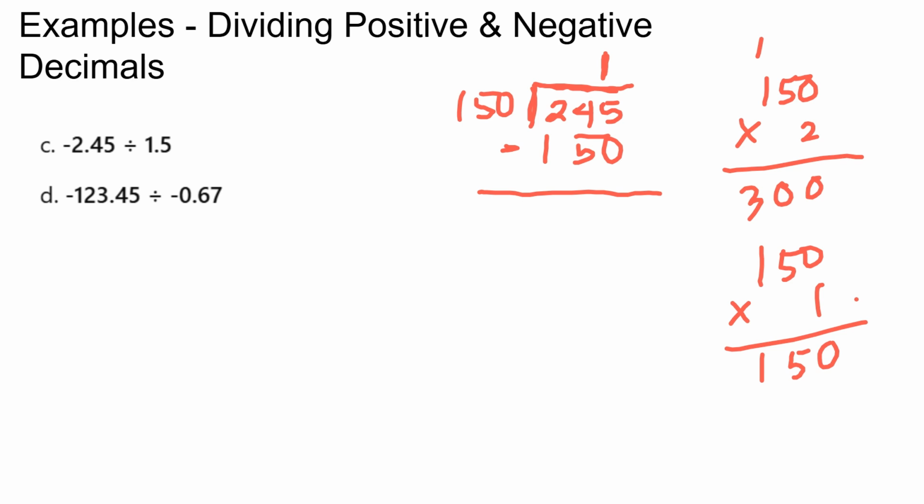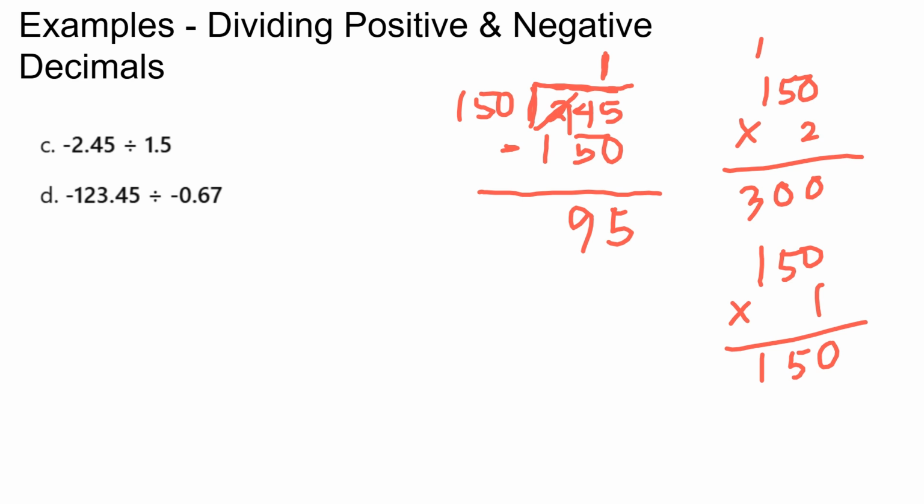What is 245 minus 150? All right, so of course we bring down 5. We borrow 1 from 2, so that will be 14 minus 5, which is 9. So we have 95. Now what do we do?